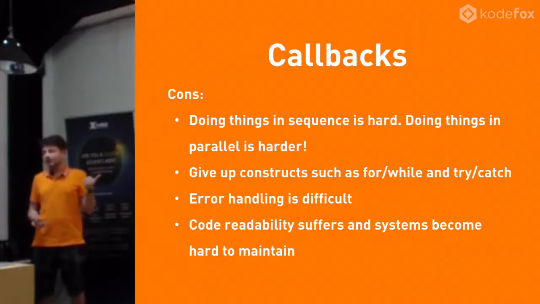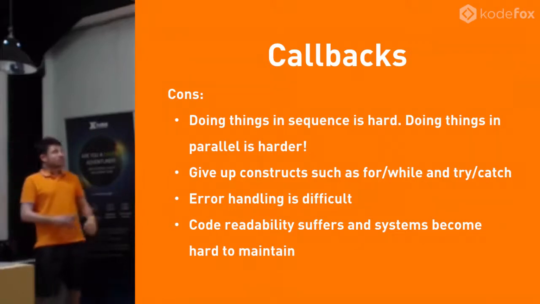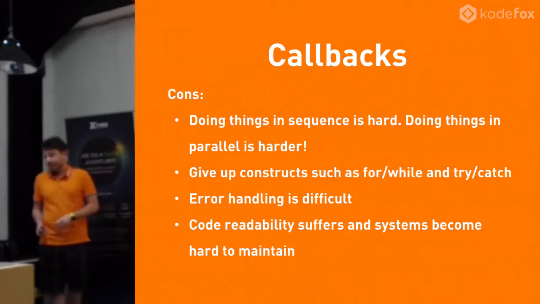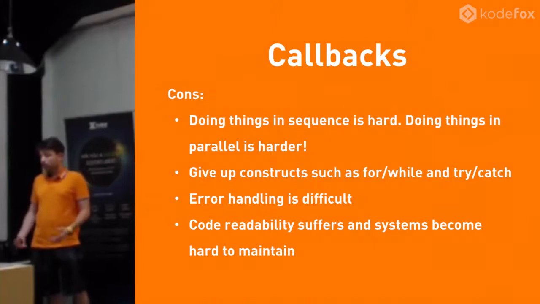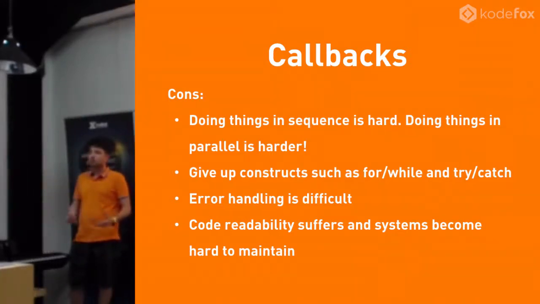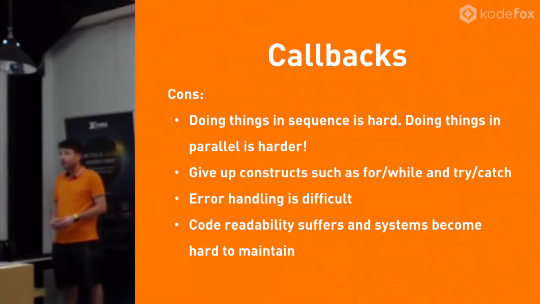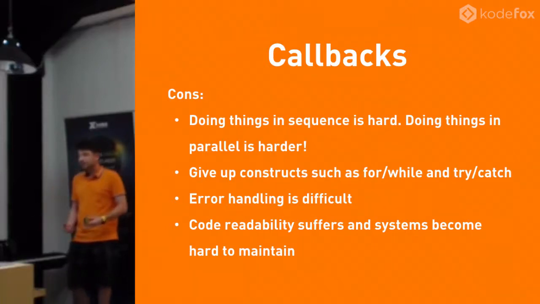doing things in callback style is really difficult, right? Doing things in sequence is difficult. Doing things in parallel is even harder. You give up constructs that you're familiar with, like for and while and try, catch, and those are things that people coming to the JavaScript world from a PHP background or from Java or almost any other language don't understand why you can't do these things, right?